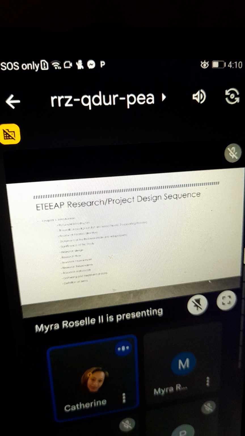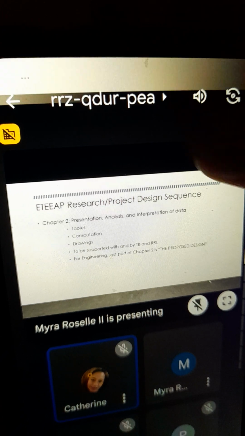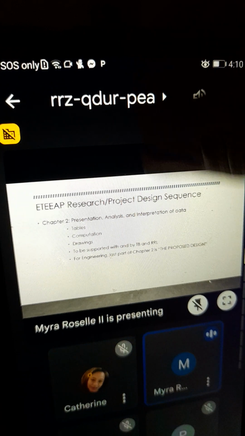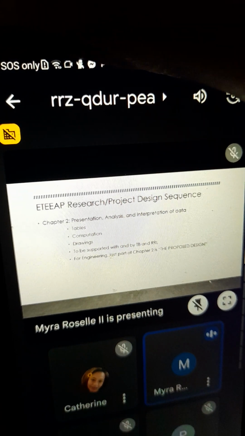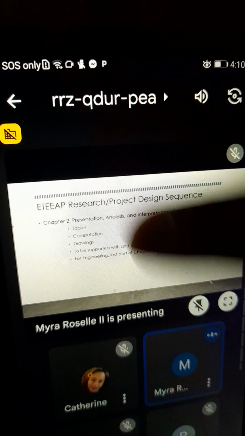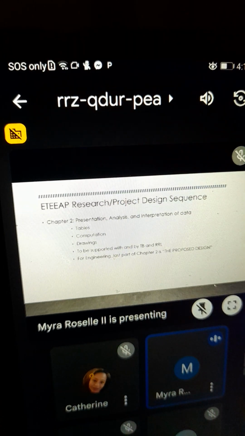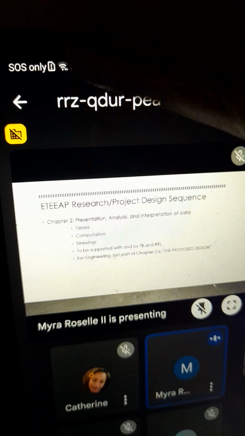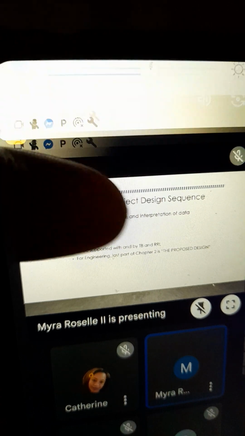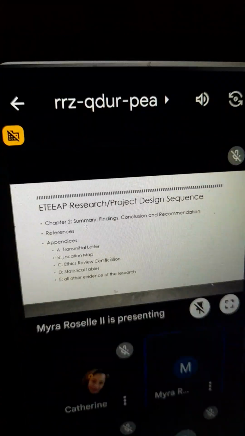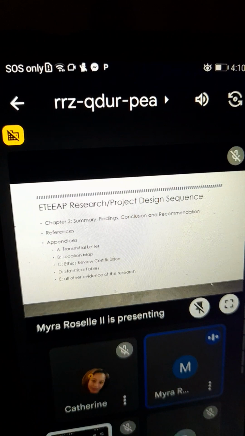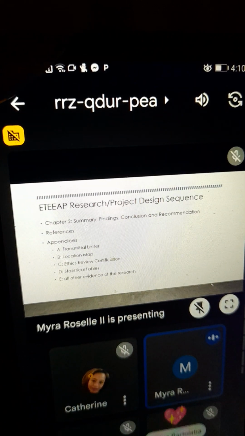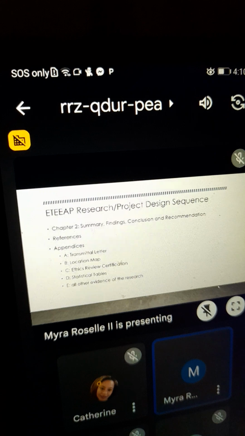Okay, done. Starting Tuesday, Wednesday lang, kay I still have ISU visitation by 29. So Wednesday, you can visit the office, scan the hardbound, so you will have an idea of how to make and do a research paper. This is not chapter 2, but chapter 3 na, the summary of findings, conclusion, and recommendation. Okay.